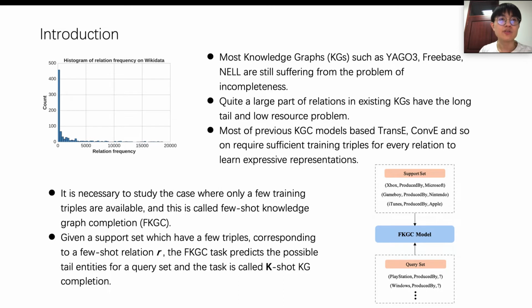Here is a definition of FKGC. Given a support set which has a few triples corresponding to a few-shot relation R, the FKGC task predicts the possible tail entities for a query set, and the task is called K-shot KG completion.